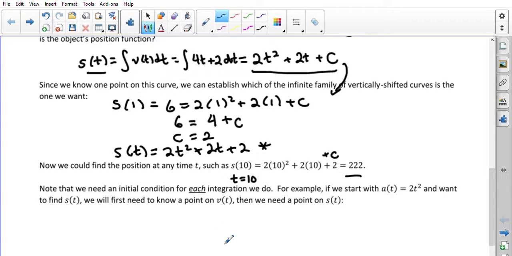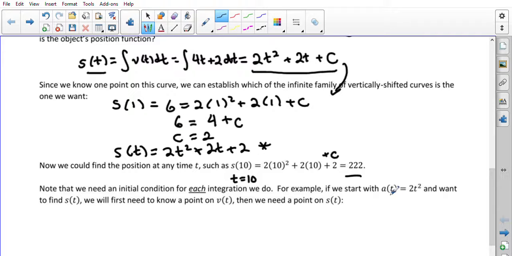Now, we need an initial condition for every integration that we do. What this means is that, for example, if we start with acceleration and want to find position, we're going to have to first integrate to get velocity, and so we're going to need a point on the velocity curve, and then we're going to have to integrate again to get the position, and we'll need another point on the position curve. So we need one initial condition for every integration that we do.